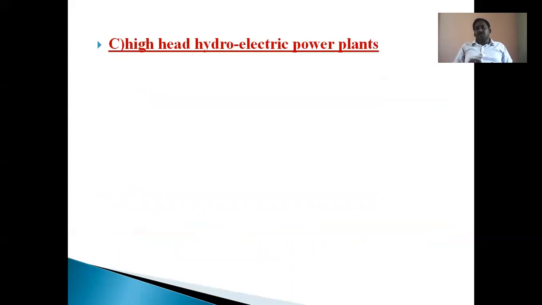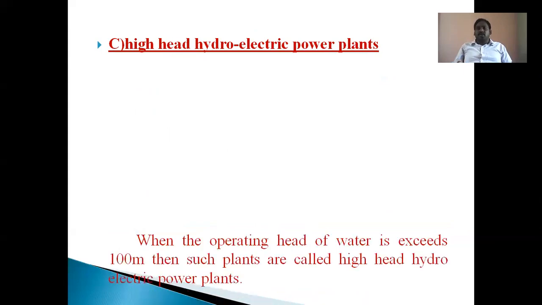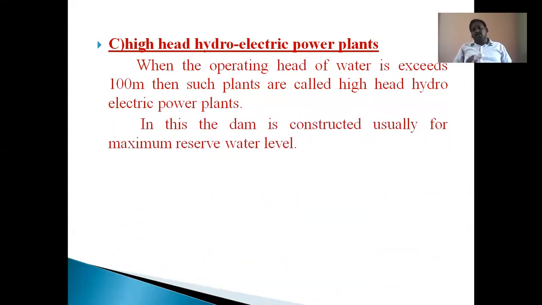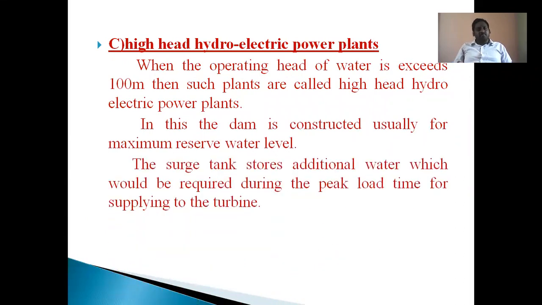Next one is high head hydroelectric power plants. High head means the height of the water in the reservoir or dam is above 100 meters. Such type of plants are called high head hydroelectric power plants. That means the water capacity is more, the potential energy of water is more. That means maximum reserves are there.